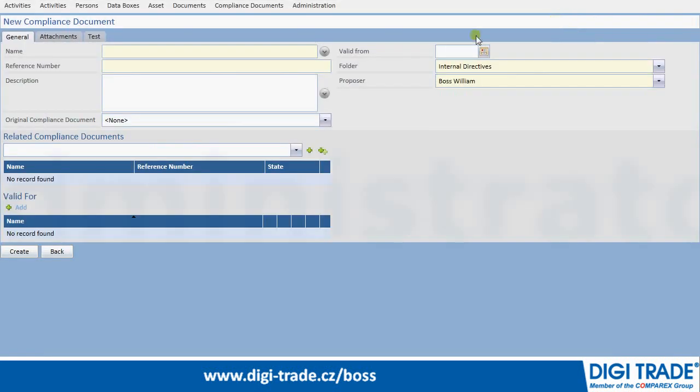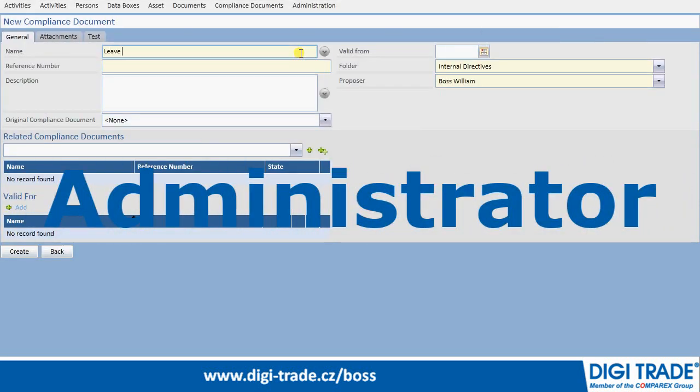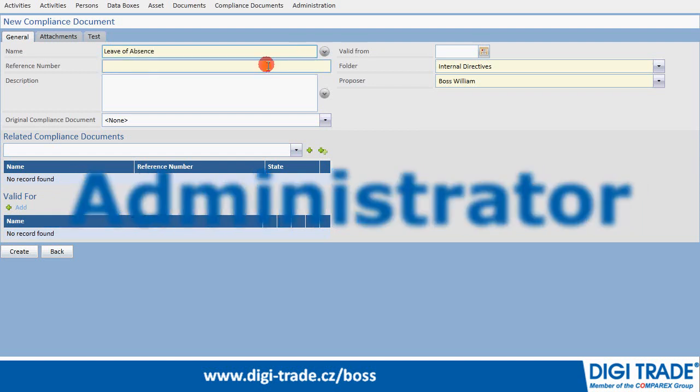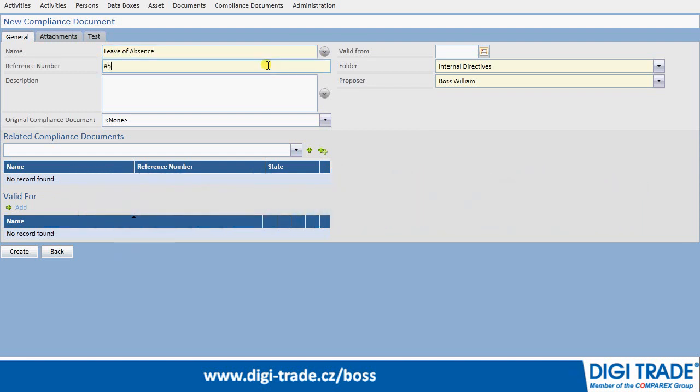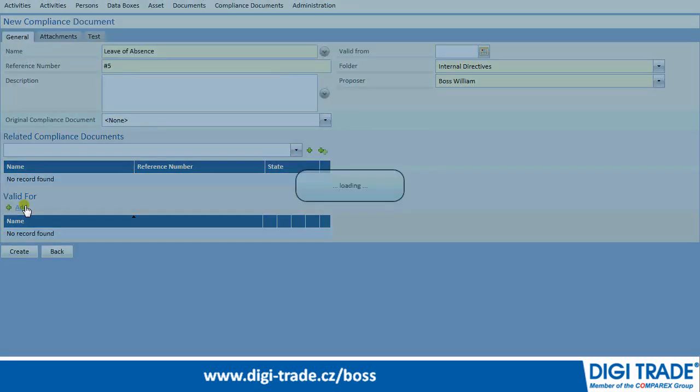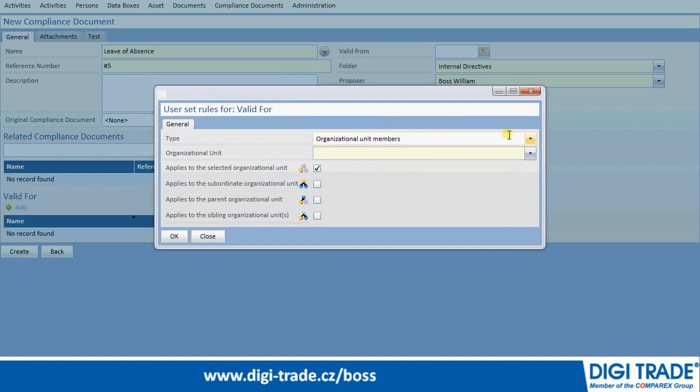The management of directives is quite easy. A new one can be created with just a few clicks. Simply enter the name, type of directive, and the date from which it is valid. A link to those directives which are replaced by this one can also be added.